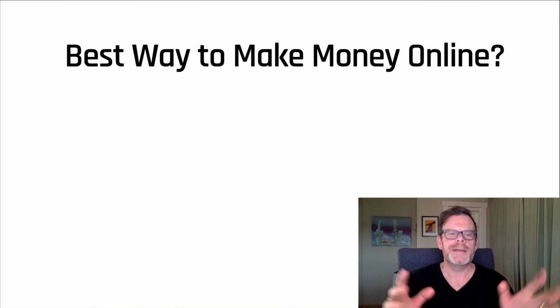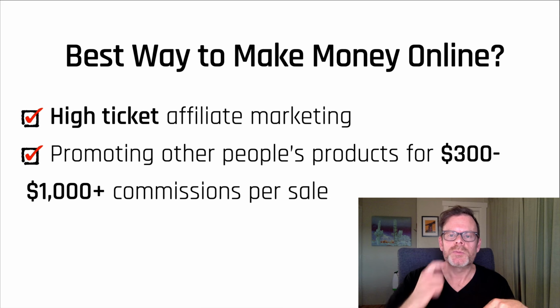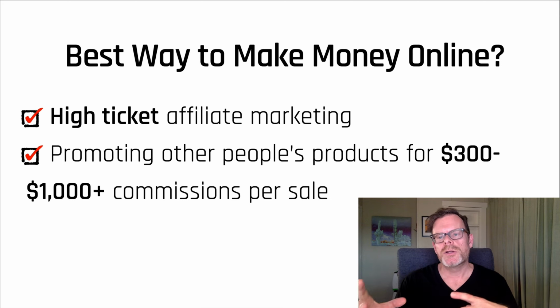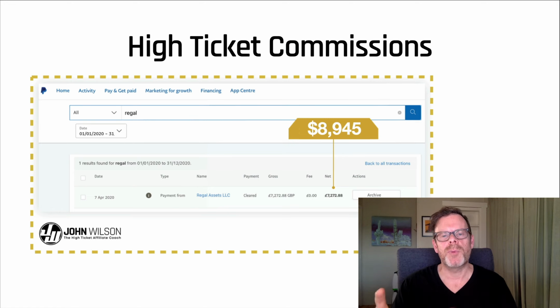So that said, what is the best way to make money online? Well, in my humble opinion and the way that I do it, it's high ticket affiliate marketing. And that's simply promoting other people's products in exchange for $200 to $300, maybe up to $1,000 plus commissions per sale. And here is an example of my record commission that I've ever received in a day. You won't get one of these every day, but it just gives you an idea of what's possible with this business model.